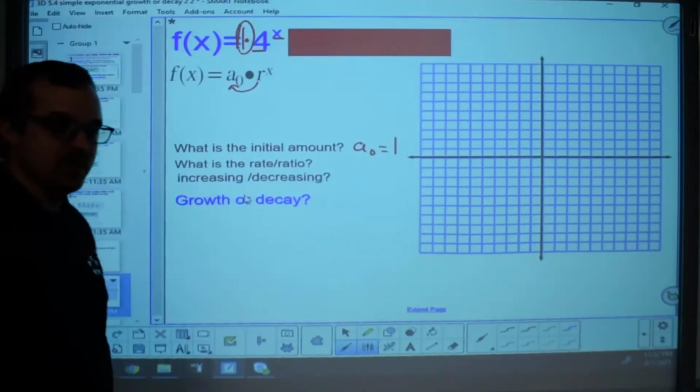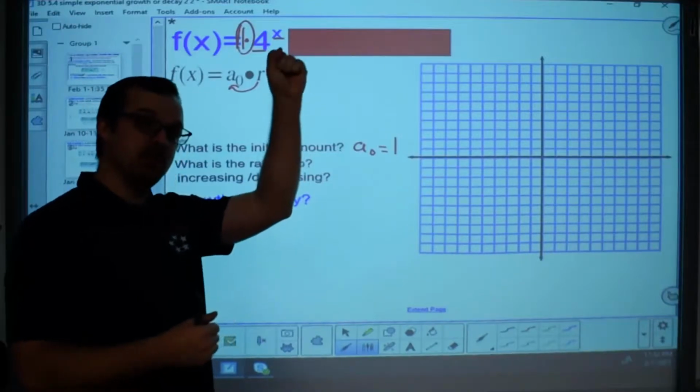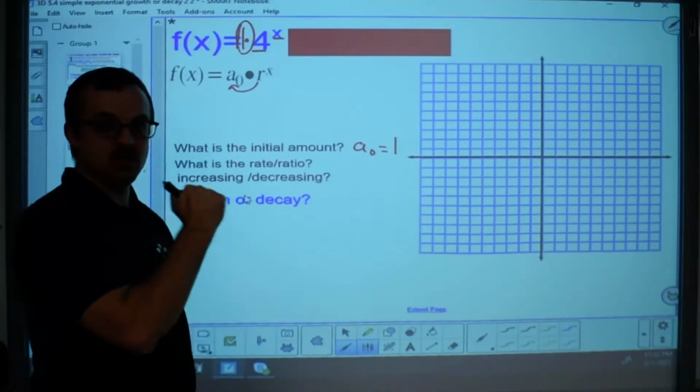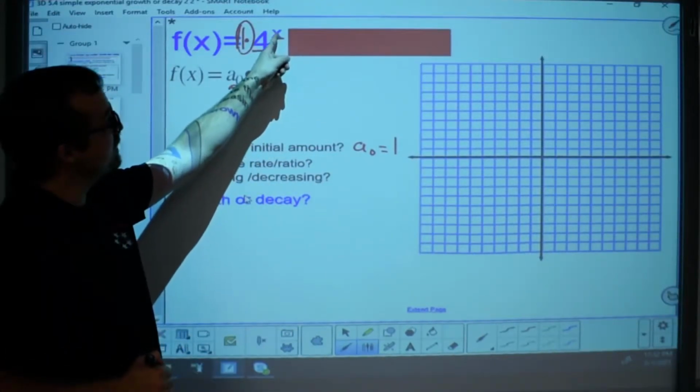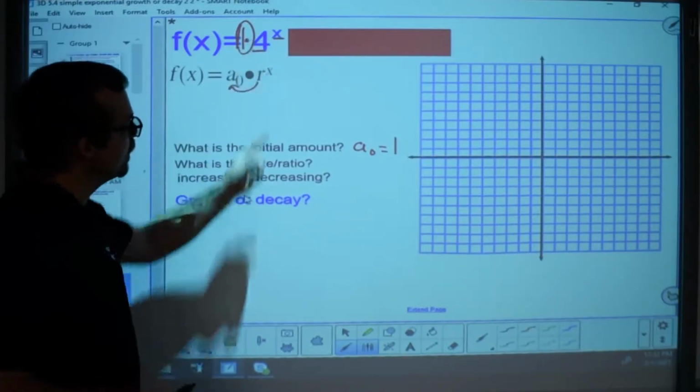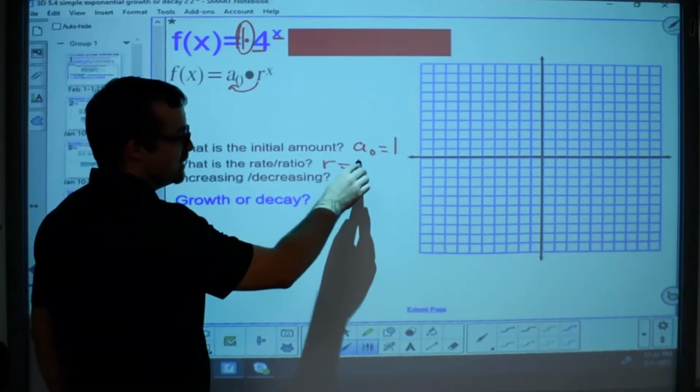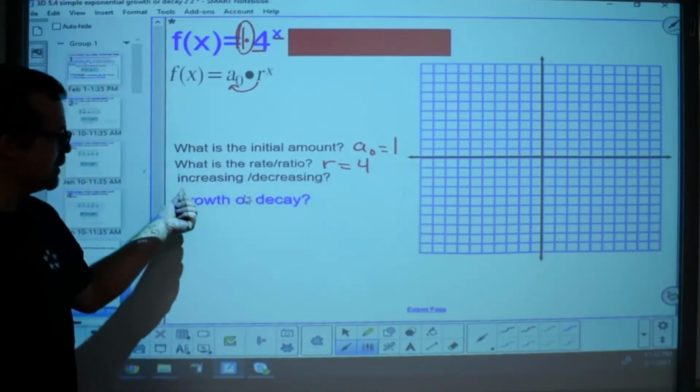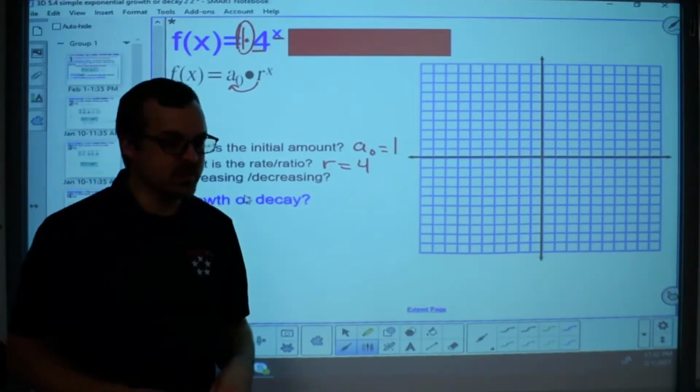For the common ratio, that's always the base. So you have the exponent up there, x. Whatever that x is touching is your common ratio. So in this case, the x is up there at the exponent spot. The base is 4, so our common ratio, or r, is equal to 4. And then the question, is that increasing or is it decreasing?